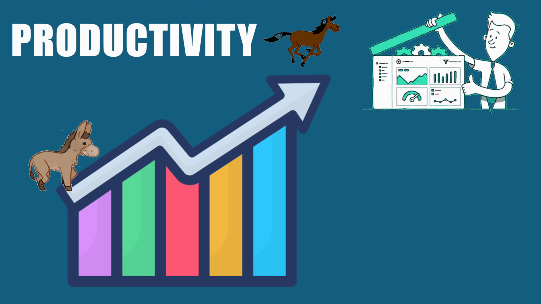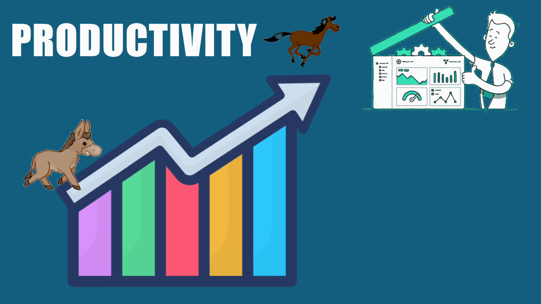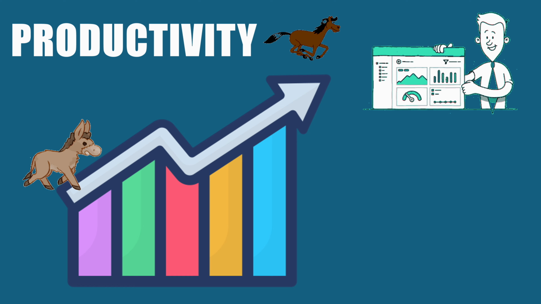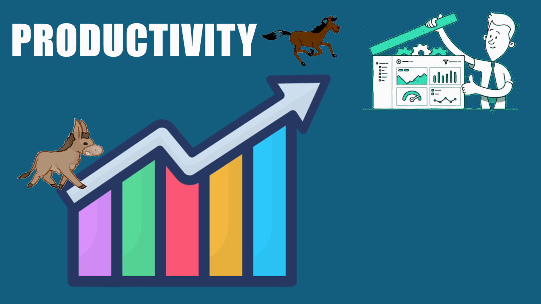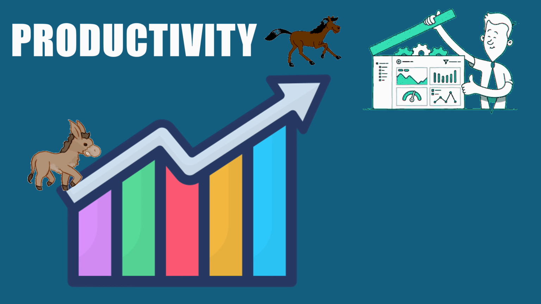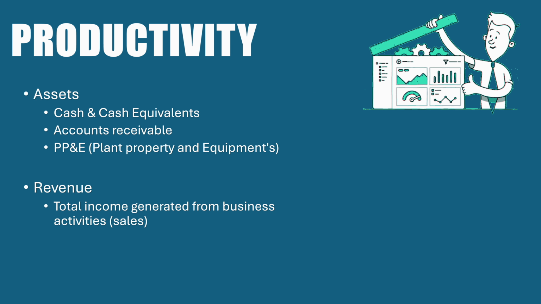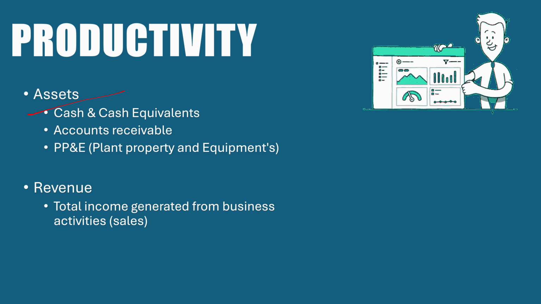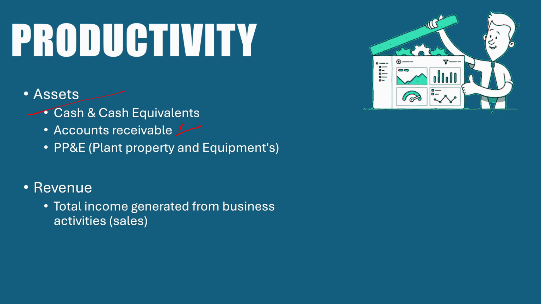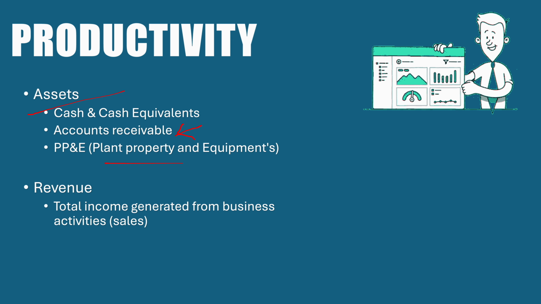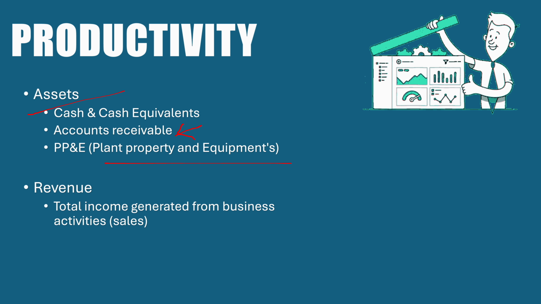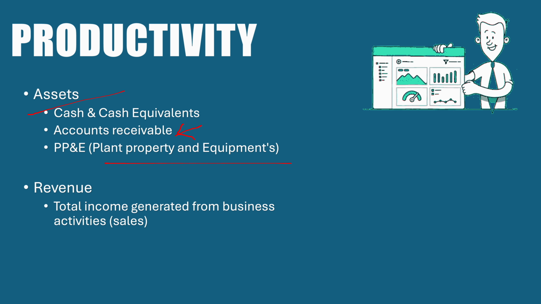Now we shall see the second term, which is productivity. We know that productivity means getting more from less. For example, if we can reduce resources and have the same amount of work done, then we have a highly productive team. Assets have different components, primarily cash or cash equivalents, accounts receivable, which means the money which is yet to come to us for some services or goods which we have provided, and PP&E, plant, property and equipment. For example, our machineries, the plants and equipments which are used to produce something, are also assets.